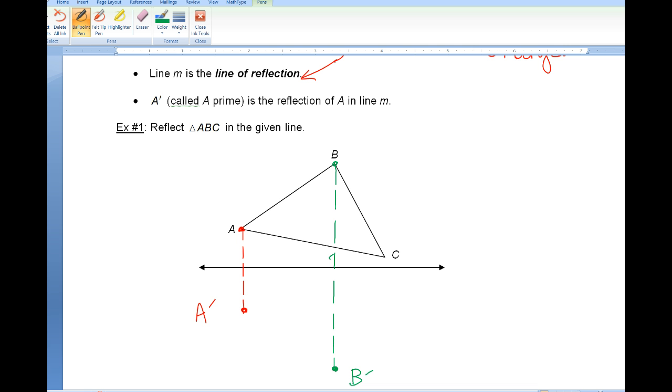We're good with that one? Go ahead and try C. Obviously, if it's closer to the line of reflection, it's a lot easier, right? Look at C. For me, it's about an inch. So I'm going to go right here to C. Exactly the same.